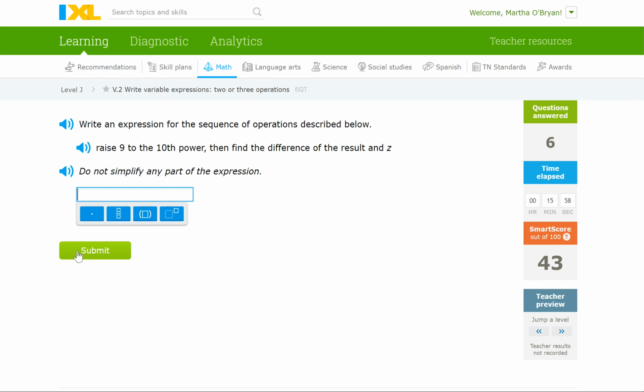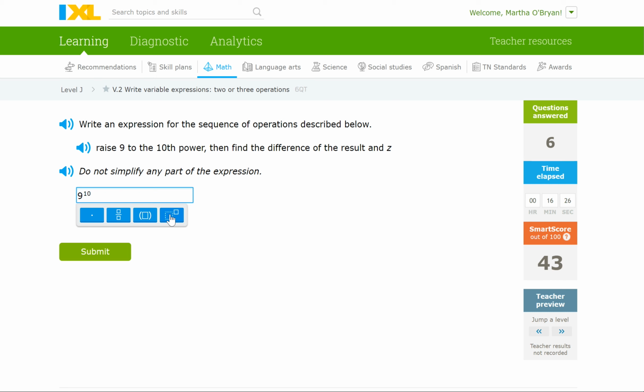Now it says raise 9 to the 10th power, then find the difference of the result and z. Whew, all right, so let's start with raising 9 to the 10th power. I'm going to put in 9, click that exponent button, put in the 10, click that again, so I've got 9 to the 10th power. But now I'm going to have to find the difference of the result of that and z.